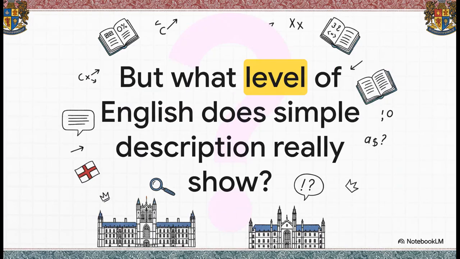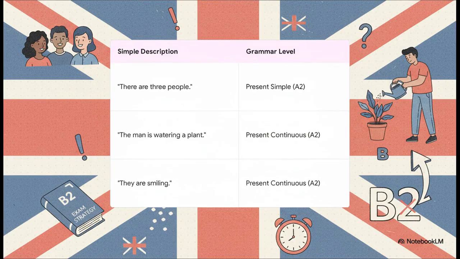And that flaw all comes down to this question right here. Think about it. When you're just listing things, there is a man, the woman is wearing a hat. What level of grammar are you actually demonstrating to the examiner? And here is the big reveal. Look at this. The grammar of simple description is things like present simple and present continuous. This is classic A2 level English. Now, it's not wrong, but you're sitting in a B2 exam. It's kind of like showing up to build a house with a toy hammer. You're just not using the right tools for the job, and it's not going to get you a high score.